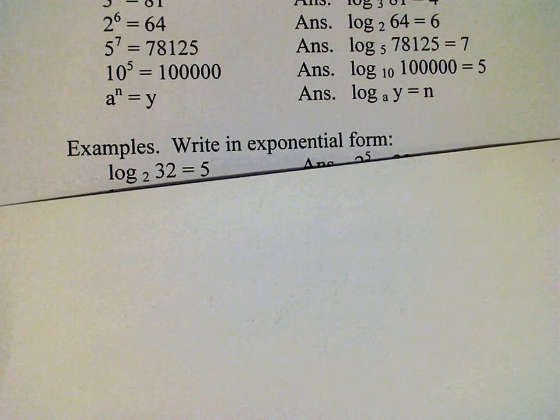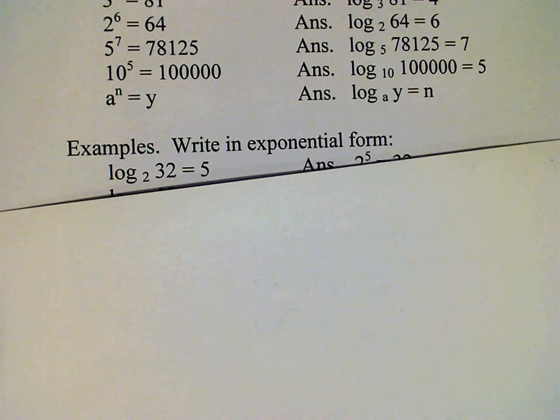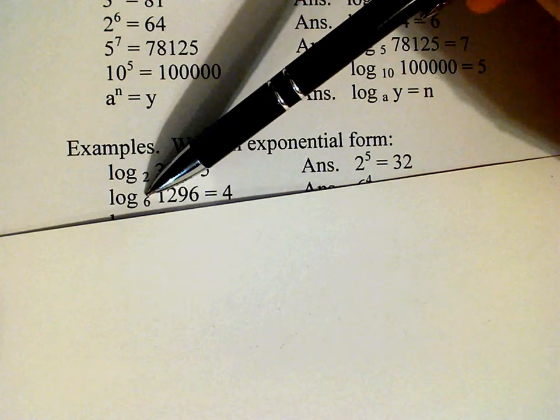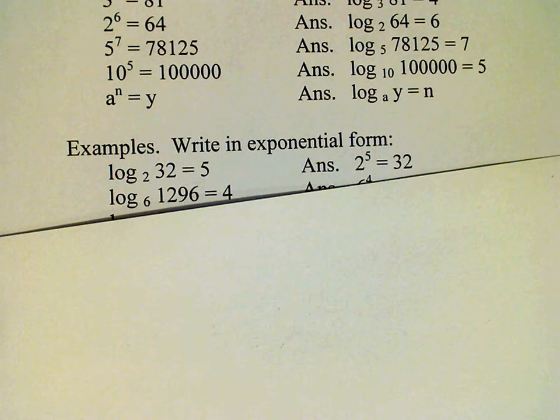So for example, we have log to the base 2 of 32 is equal to 5. Probably you can see what you need to write here. 2 to the 5th power equals 32, right? There it is. Log to the base 6, 1296 equals 4. Again, we need to look at the subscript to get the base, look at the other side to get the exponent. So we have 6 to the 4th power equals 1296. There it is.